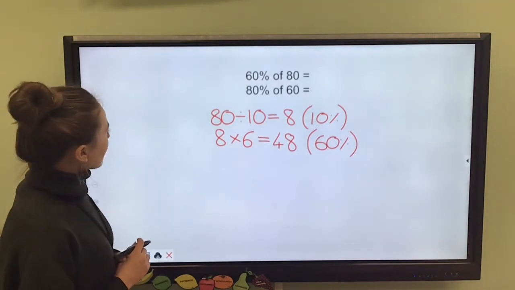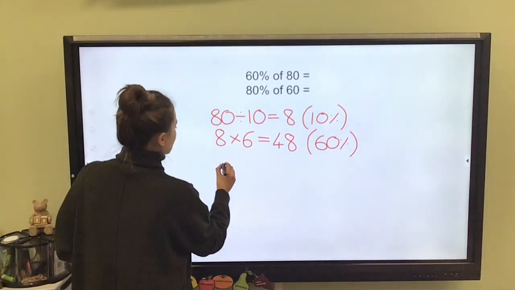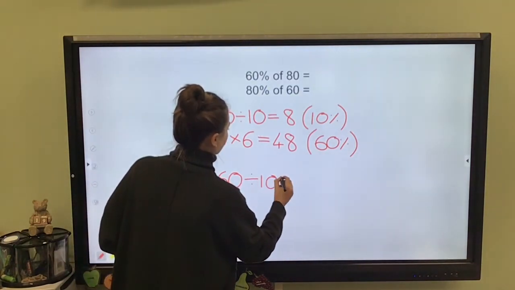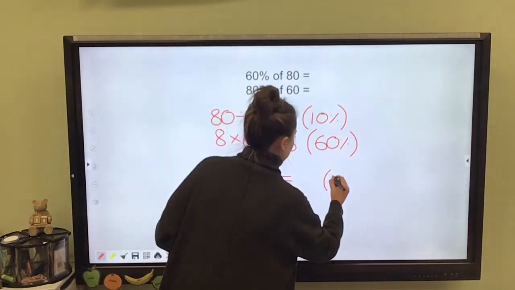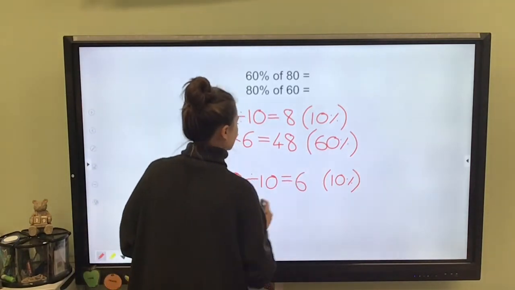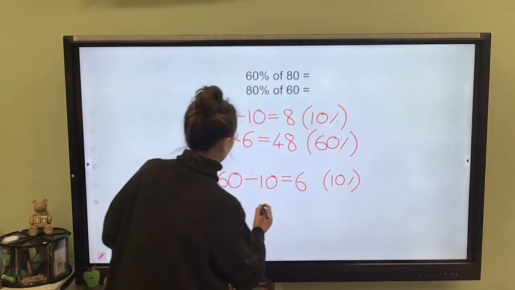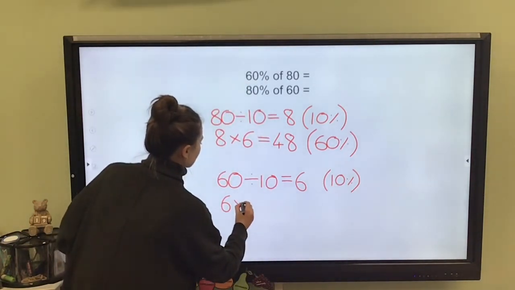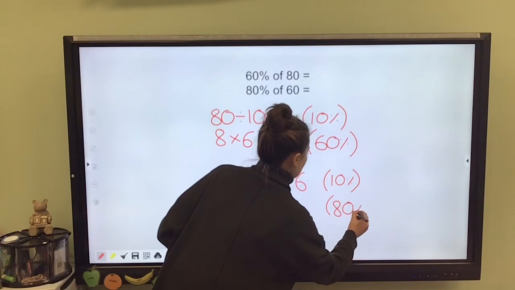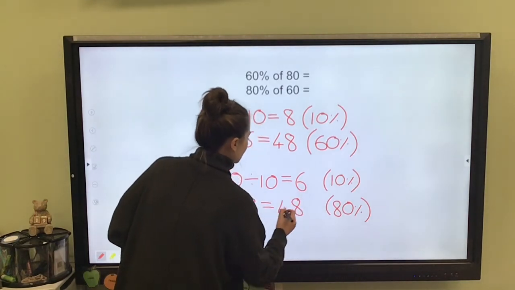Let's have a go at 80% of 60 now. To find 80% of 60, I can take my 60 and divide that by 10, because that will give me 10%. So 60 divided by 10 equals 6. But to find 80%, I then need to multiply that by 8. So 6 multiplied by 8 equals 48, and I'll label that 80%.